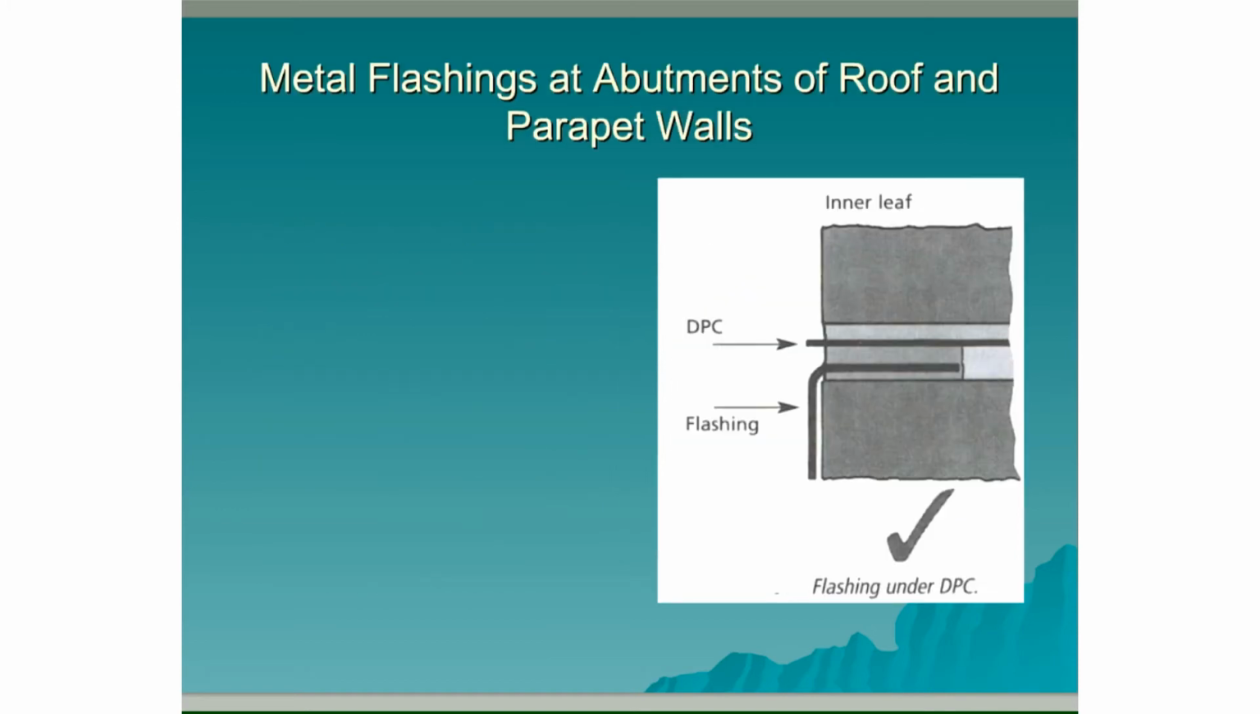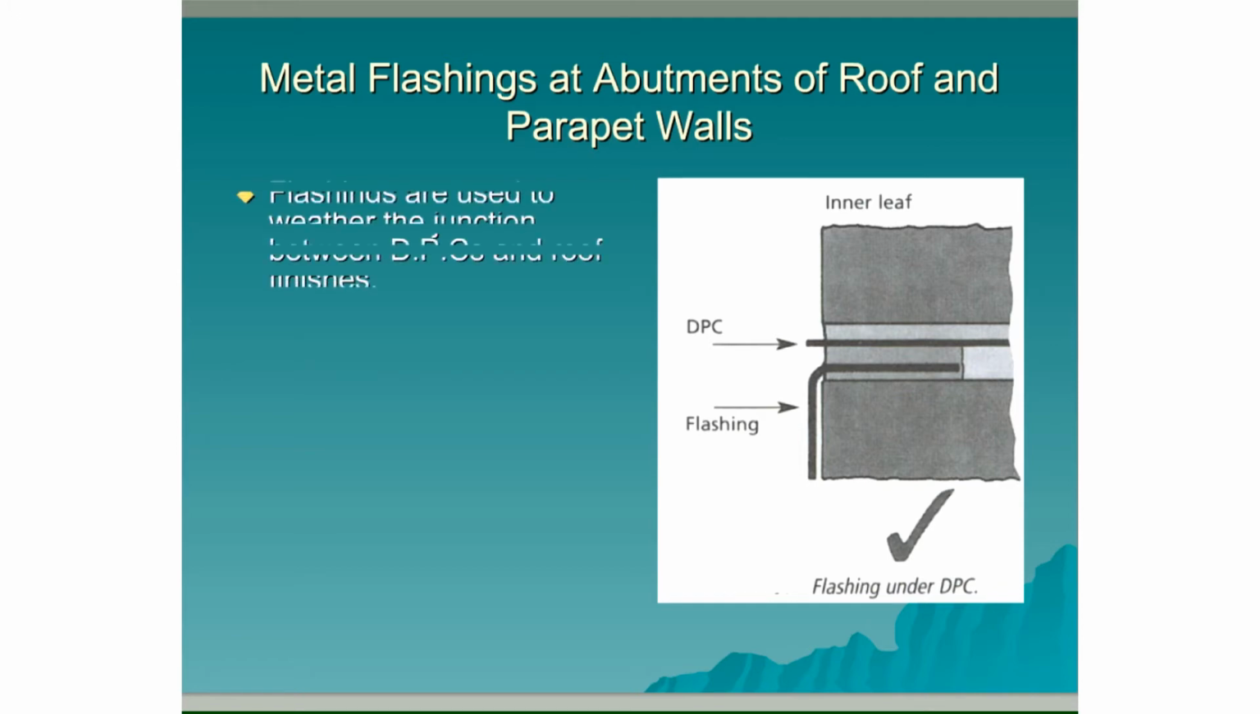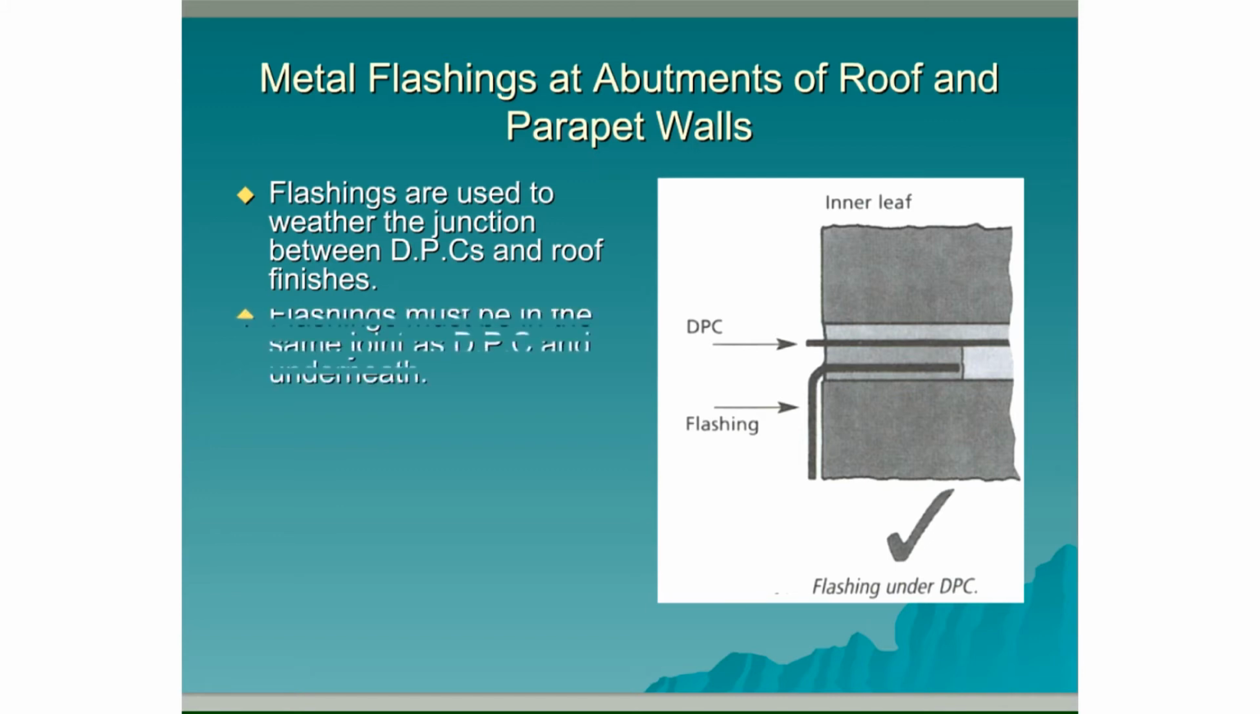Metal flashings add abutments to roof and parapet walls. Flashings are used to weather the junction between D.P.Cs and roof finishes. Flashings must be in the same joint as the D.P.C and underneath the D.P.C, as seen in the picture opposite.